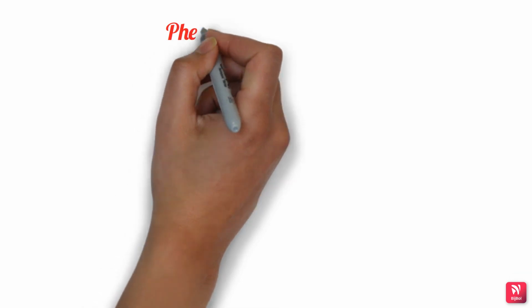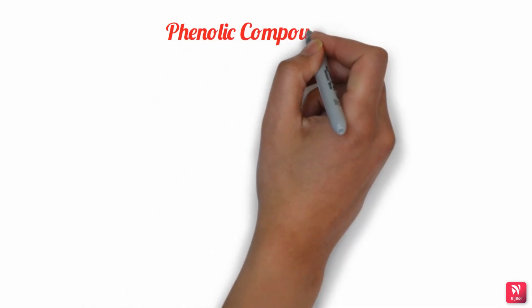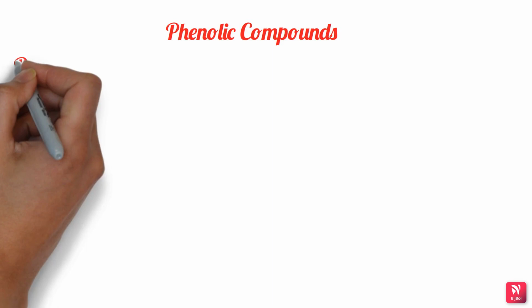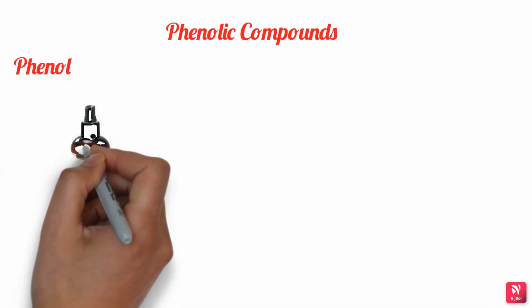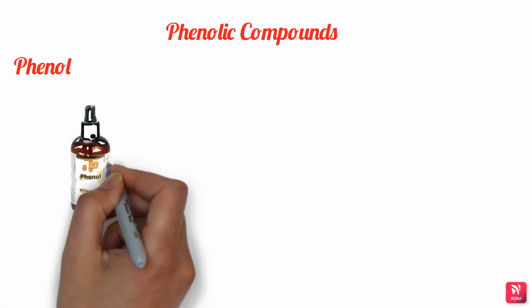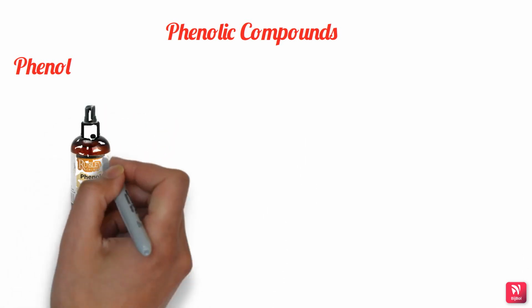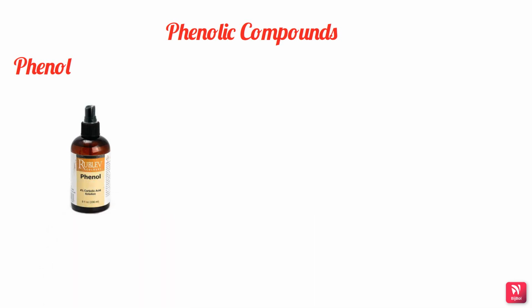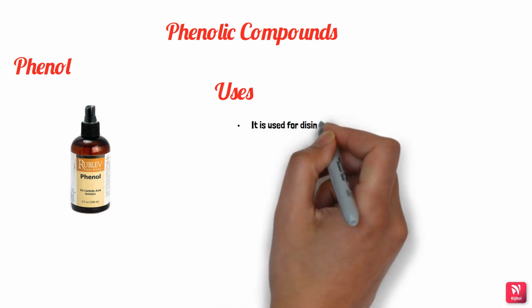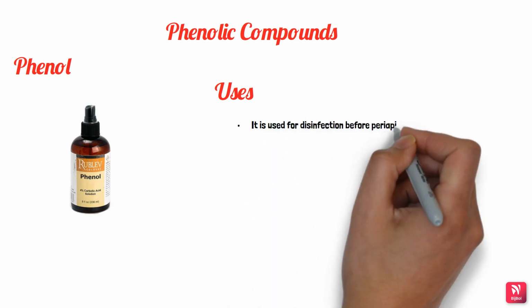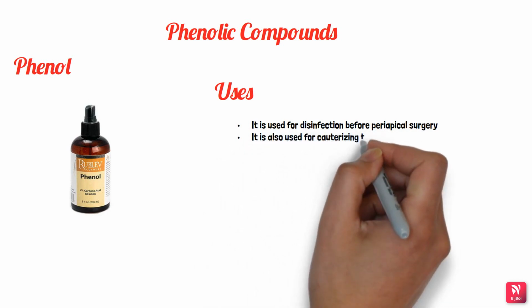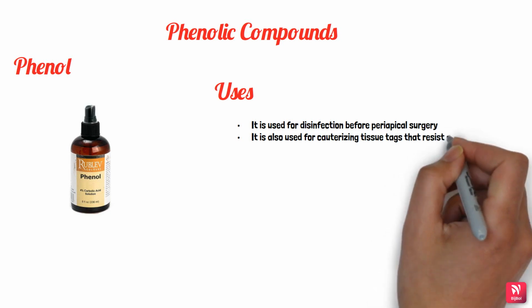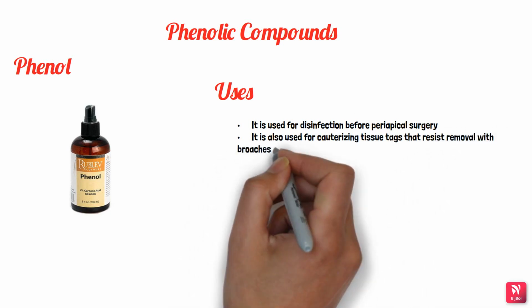Now we'll discuss the phenolic compounds. It was used for many years for its disinfectant and caustic action. However, it has strong inflammatory potential, so it is rarely used as an intracanal medicament. Its uses are disinfection before periapical surgery and also cauterizing tissue tags that resist removal with the broaches or the files.